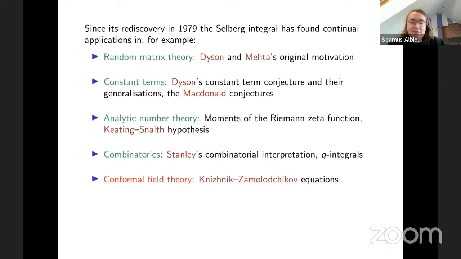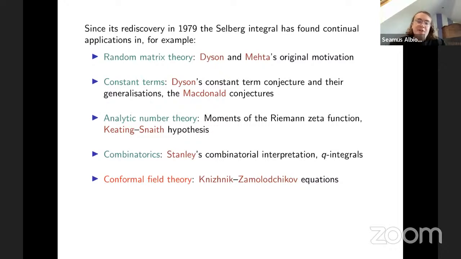And after the rediscovery by Bombieri, people really quickly realized that you could use the Selberg integral to prove a lot of these Macdonald conjectures. Another thing is that it appears in analytic number theory, in a kind of funny way, which is through the Keating-Snaith hypothesis, which conjectures a relationship between the moments of the Riemann zeta function and the distribution of eigenvalues of large random matrices, which is where the Selberg integral comes into play.